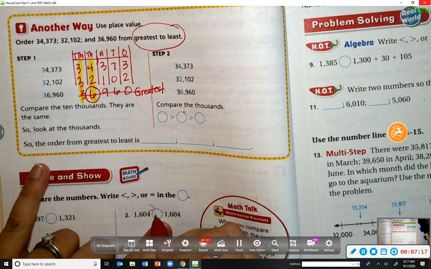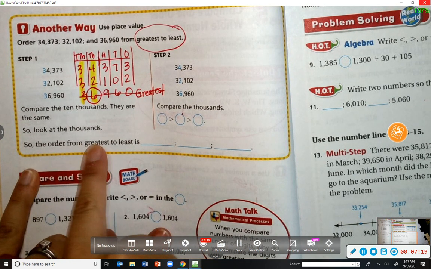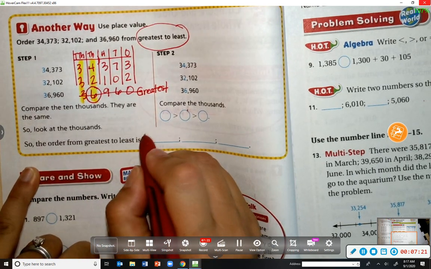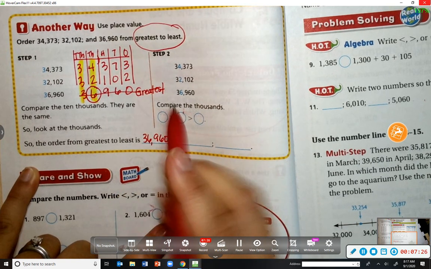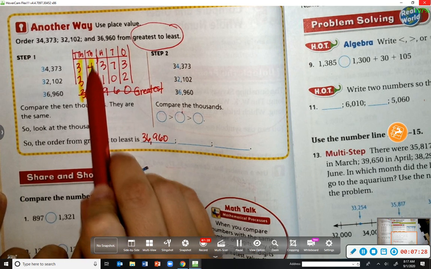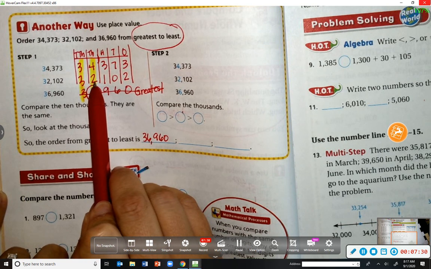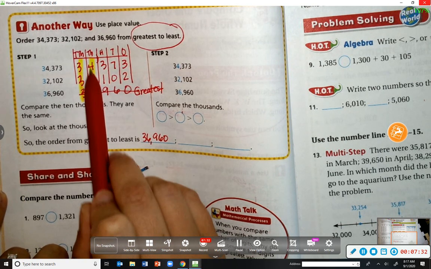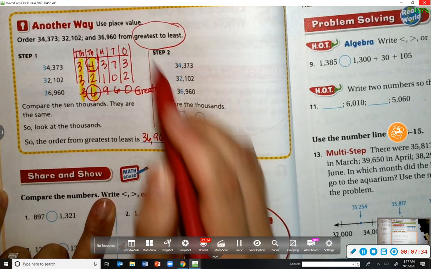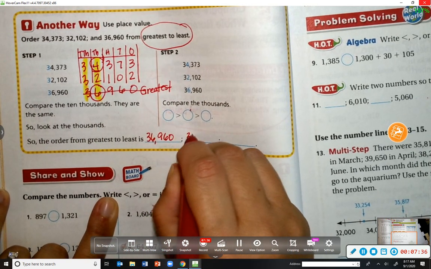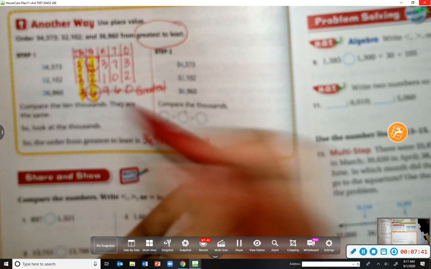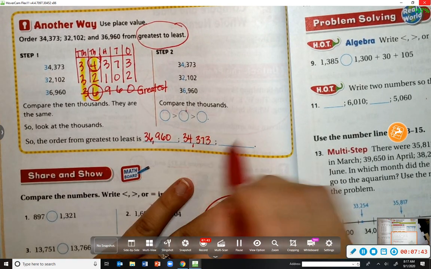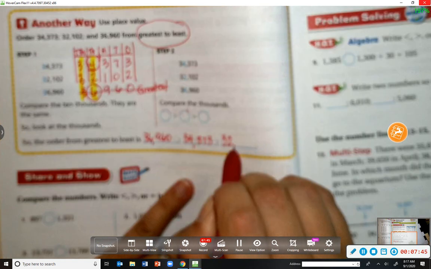Okay, so if we're going to go ahead and order them down here, greatest to least, I'm going to put that number first. Okay, now all I have is these two to compare now. The 2 and the 4, which one is greater? I know 4 is greater, so 34,373 will be the next number. Now all you have left is this middle one, so that would be your least.